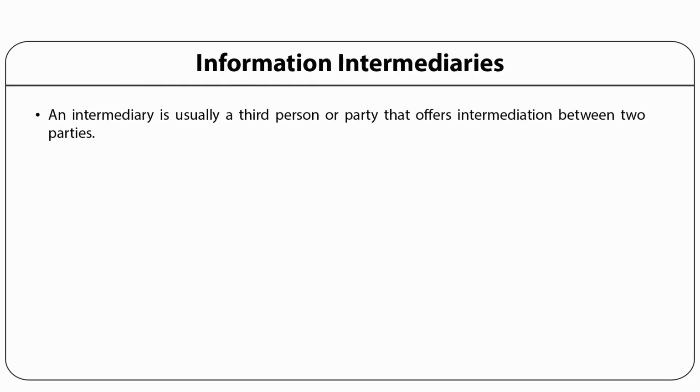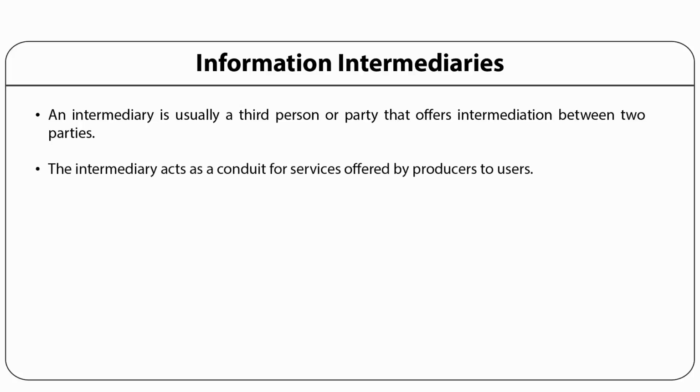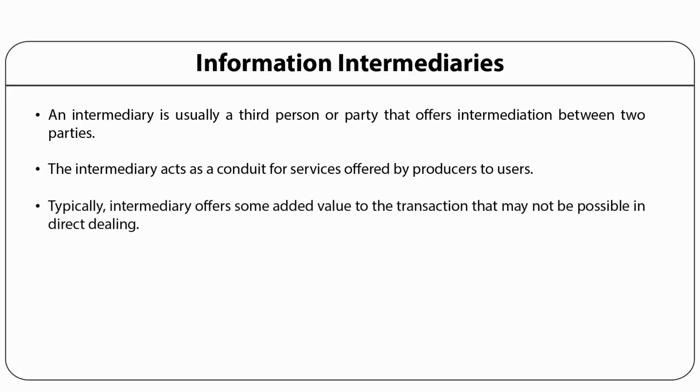An intermediary is usually a third person or third party that offers intermediation between two parties. In this case, the two parties are recipient of information, that is users, and providers of information, that is generator of information. The intermediary acts as a conduit for services offered by producers to users. Typically, intermediary offers some added value to the transaction that may not be possible in direct dealing.